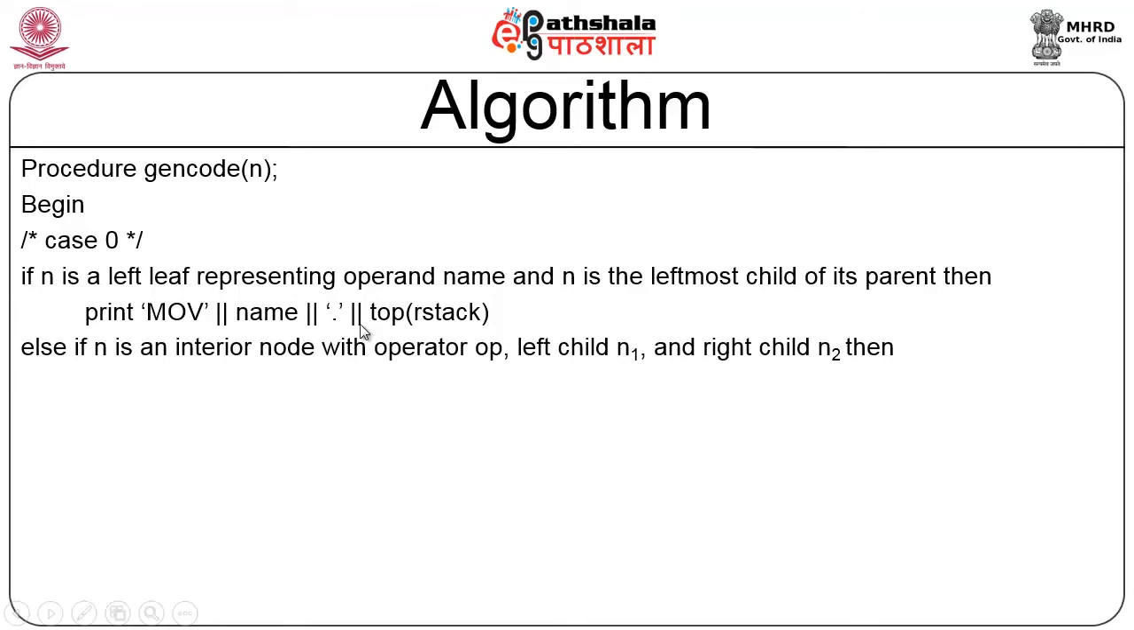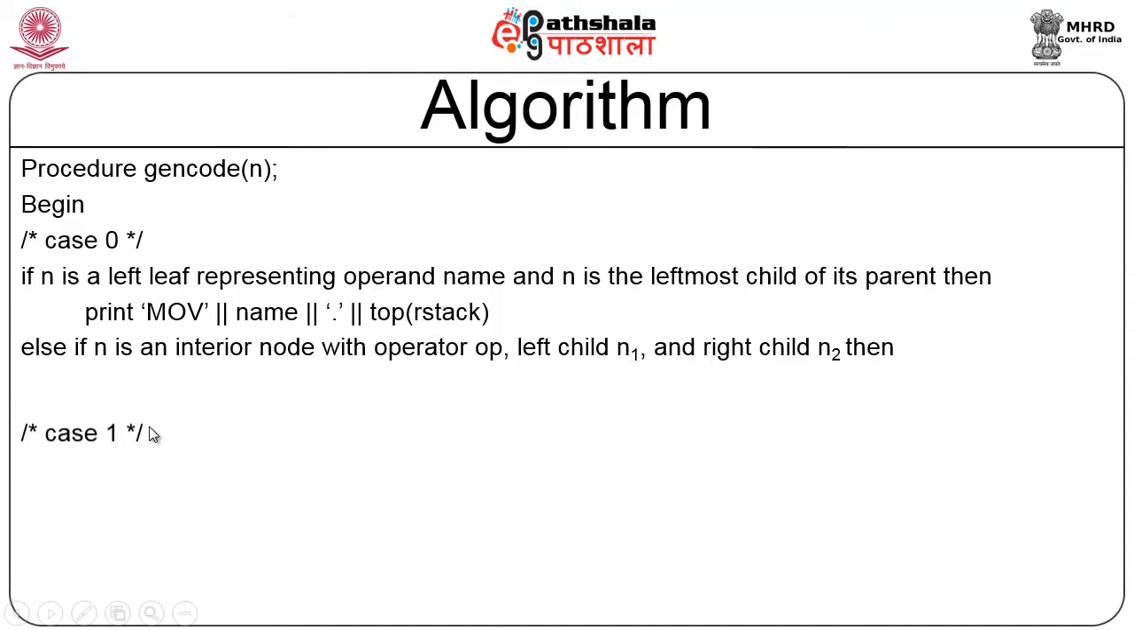Now this is the terminating case, and the other case is if n is an interior node whose operator is OP and whose left child is N1 and right child is N2. So this is the scenario. In that case we have to look at case 1, 2, 3 or 4. So what will I do? I will check whether N1 is heavier or N2 is heavier. If N1 is heavier, I will call case 3. If N2 is heavier, I will call case 2, and if I am not able to match the number of registers, I have to call case 4.